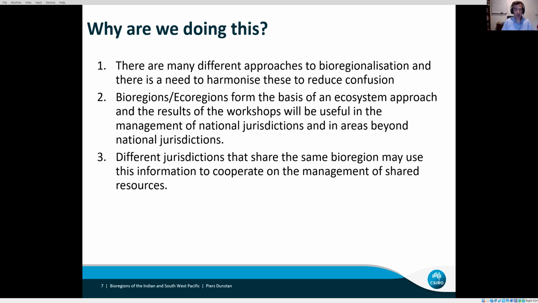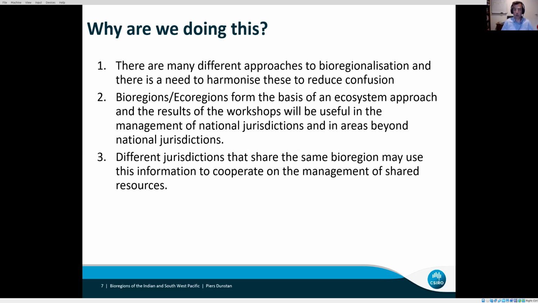The other thing is that bioregions and ecoregions form the basis of an ecosystem approach. And the results from these workshops will be useful in the management inside national jurisdictions and also in areas beyond national jurisdiction. And importantly, different jurisdictions that share the same bioregion may find it useful to use this information to cooperate on the management of shared resources.